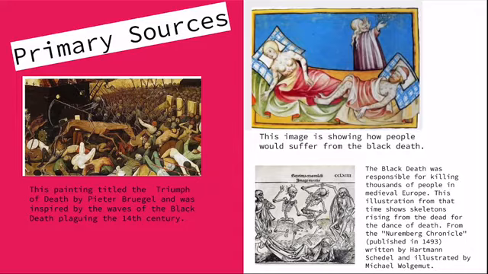The last primary source is the illustration that shows skeletons rising from the dead, which is The Dance of Death from the Nuremberg Chronicle, published in 1493, written by Hartmann Schedel and illustrated by Michael Wolgemuth. The author's point of view is taking this actual situation and showing it to please all audiences in different ways.